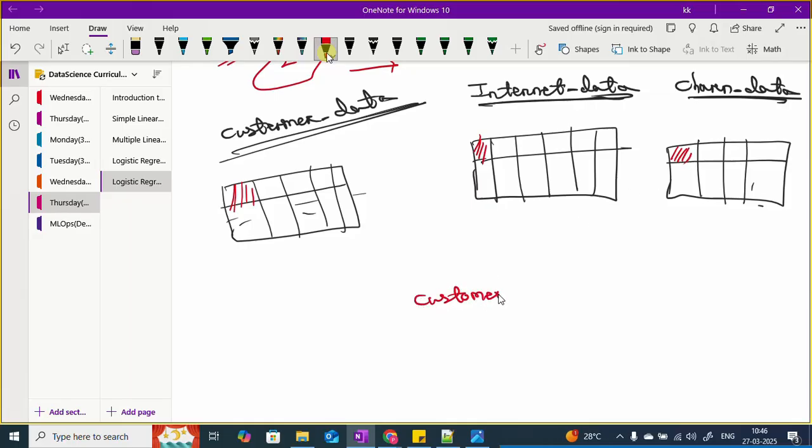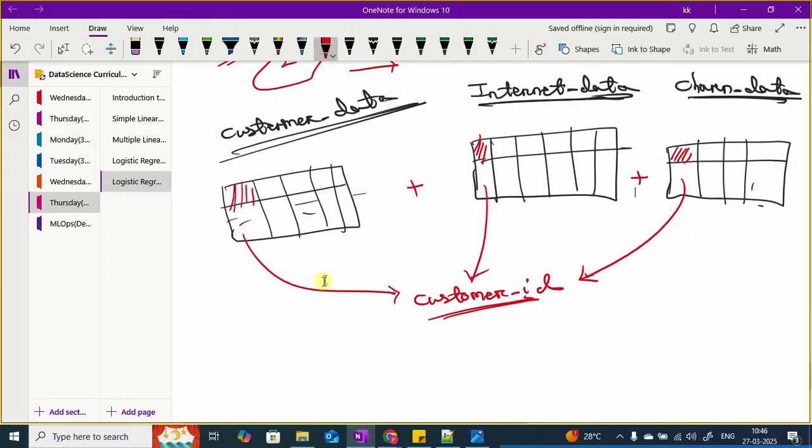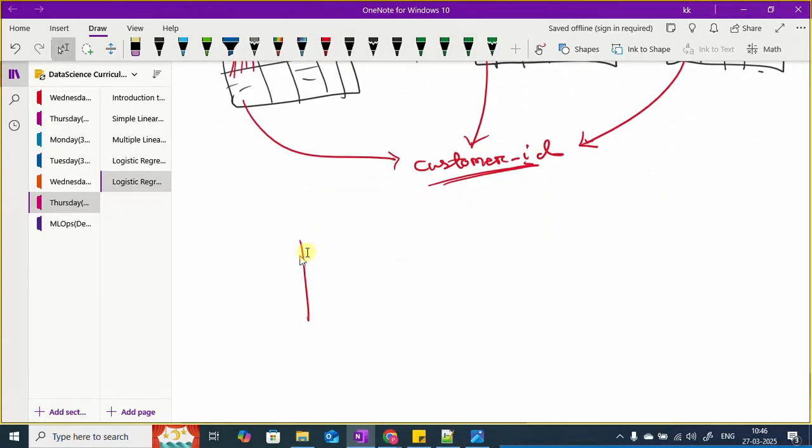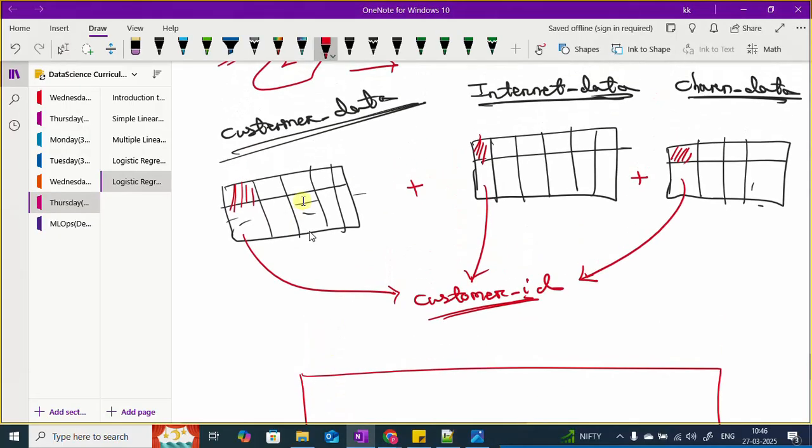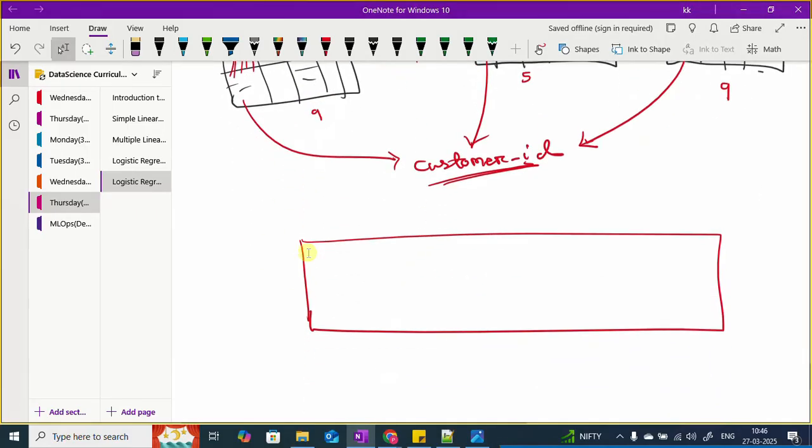The customer ID column is present in this data set, in this data set, and in this data set. So based upon this common column only, I will be able to join all these three different tables or data sets together. Then finally, I will get a huge data set because I'm combining all three. For example, here 9 columns are there, 5 columns are there, here 9 columns are there. So altogether 9 plus 9, 18 plus 5, maybe 23 to 24 columns will come here. Okay, that we will see.